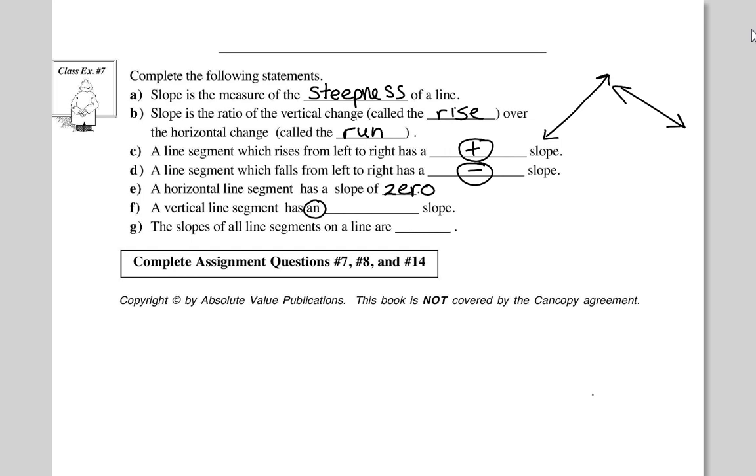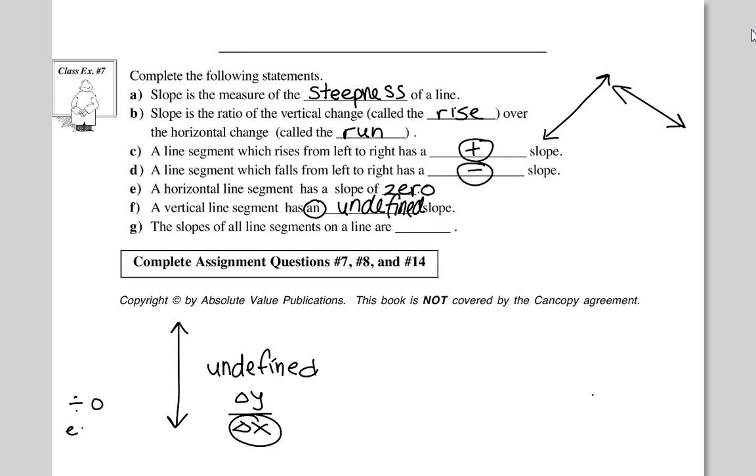A vertical line segment has an, ooh, they use this "an", so you know it's going to start with a vowel. Very nice. Look at this guy. Math whiz. Undefined. Okay, so let's just draw that in. Vertical would be undefined. And that's because if you do delta y over delta x, what would be 0? The delta x would be 0. And can you divide by 0? So that's that divide by 0 error. You can't do that.